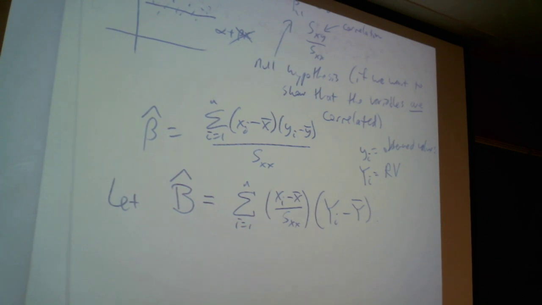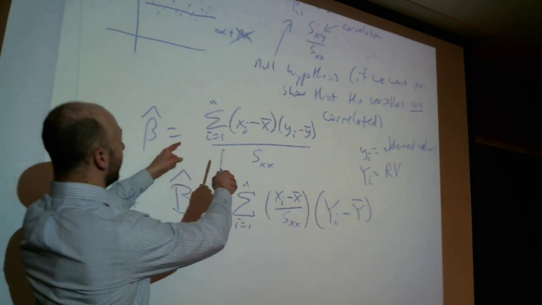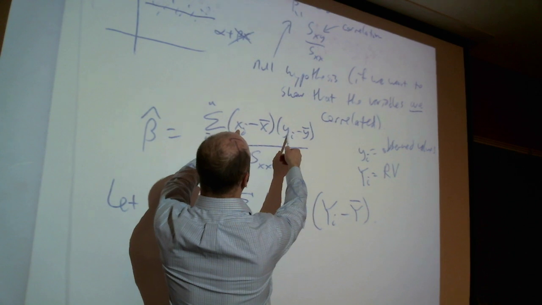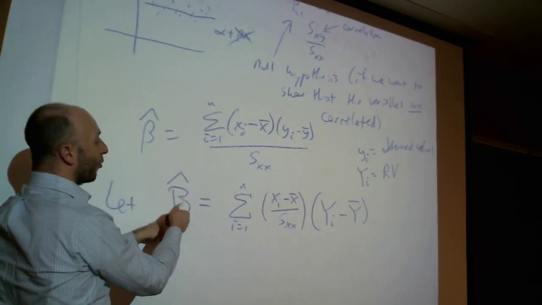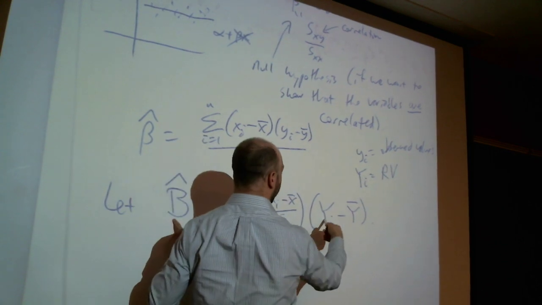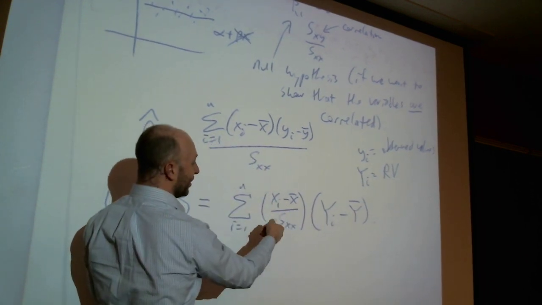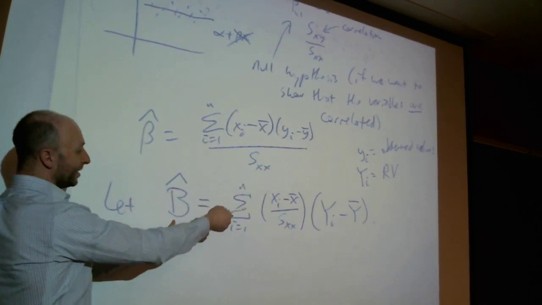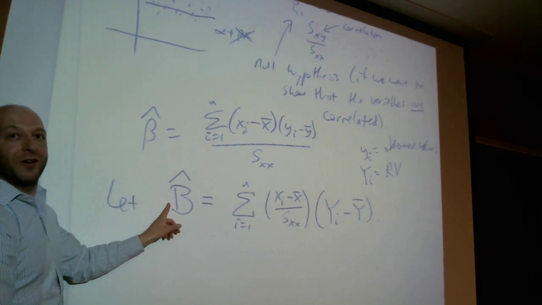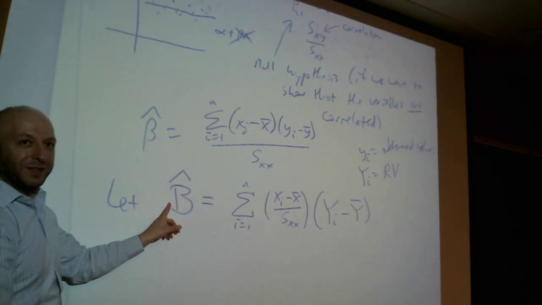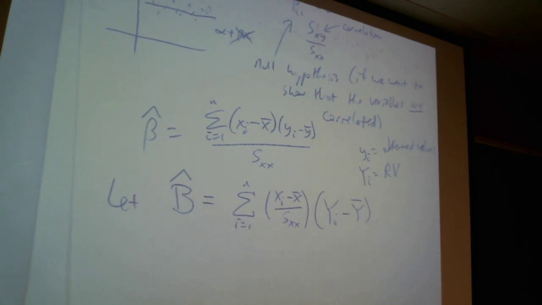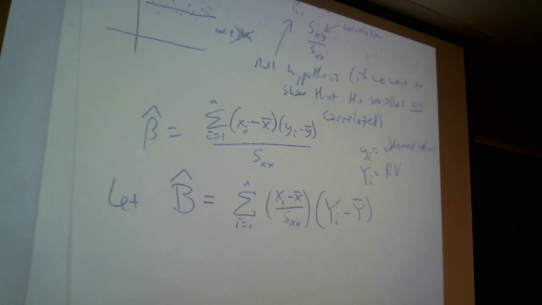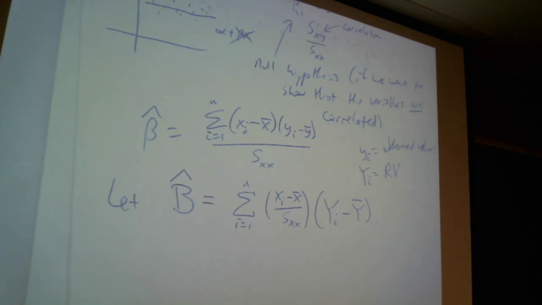So instead of being an estimator, given these outcomes, what's my best guess for this parameter? This is now a random variable. I have these random variables, I'm going to multiply them by these coefficients, which I assume are known, and I sum them up, and that will be a new random variable. Does that make sense? The distinction between these two? Okay? Everybody's happy?